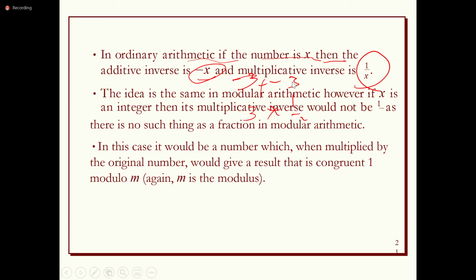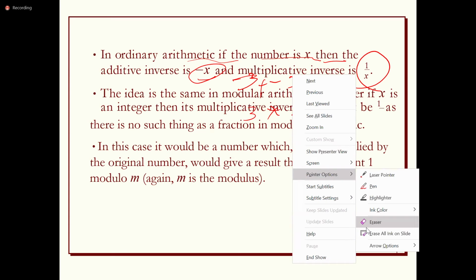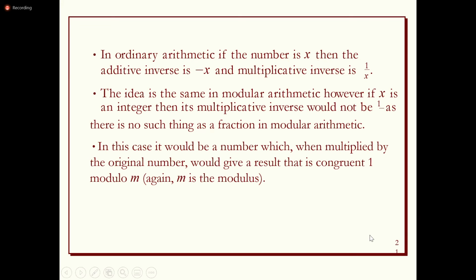Whereas for modular arithmetic, it has to keep the property that whenever it is combined with the given number, it should give the identity element. The procedure is the same, the result will be the same, but the procedure will be different. If x is an integer, then the multiplicative inverse is not 1/x. Instead, we have to use some modular operations. We'll see that.